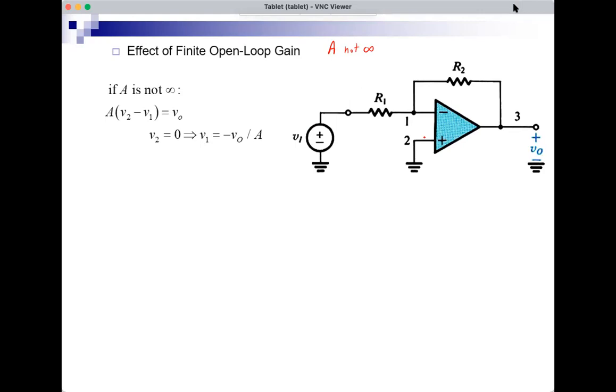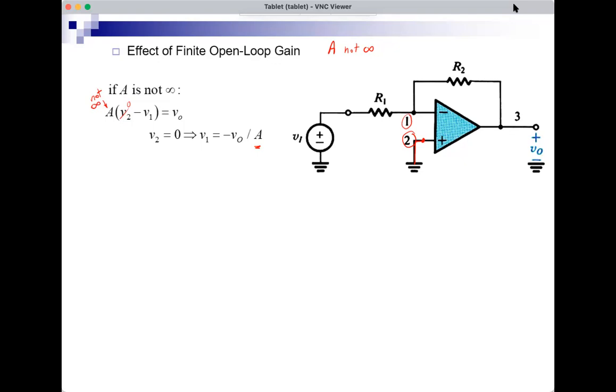So in this circuit, with V2 being shorted, being exactly 0, because node 2 is shorted to ground, this will go to 0. This is not infinite. So not infinity. What does this mean? It means that V1 would be minus VO over A, since V2 is 0. So now we see that if A is not infinite, some signal would appear at node 1. And as A goes to infinity, this signal goes to 0.